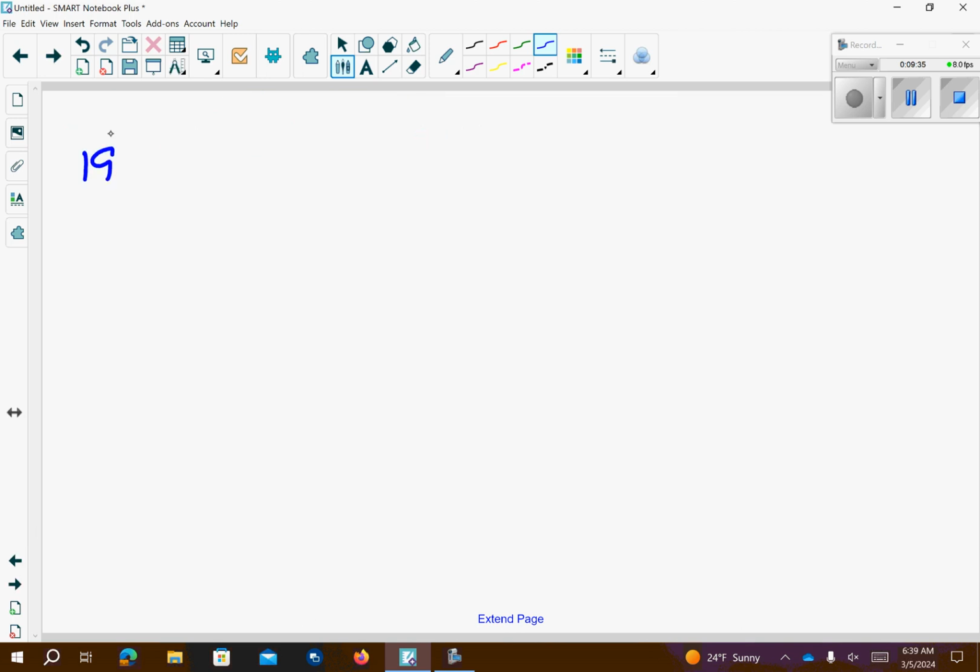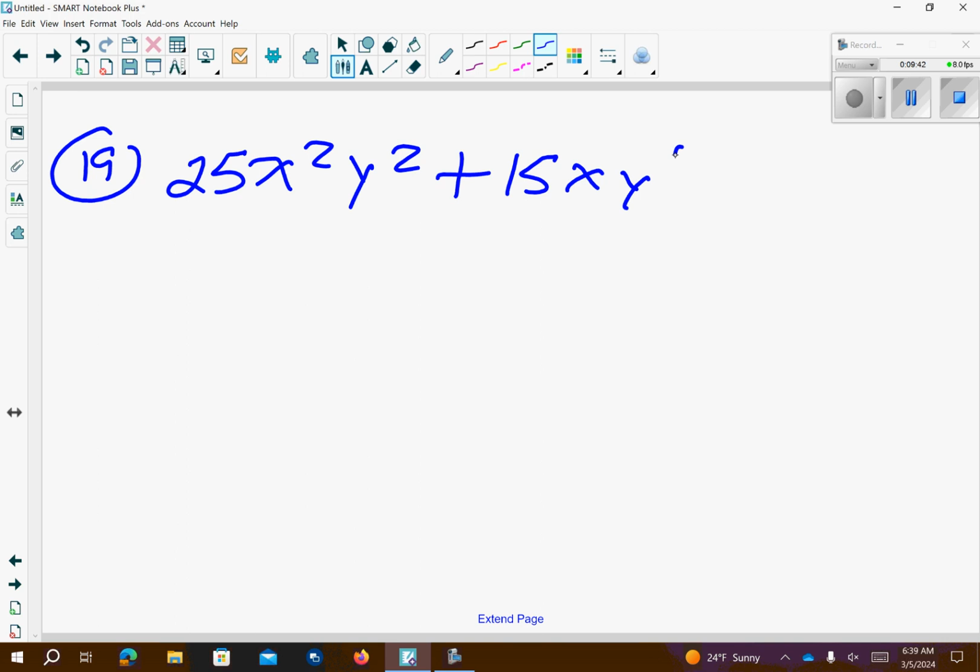Number 19, I have 25x squared y squared plus 15xy to the third. Let's take a look. I can factor a 5 out of both of those. Can I factor an x out? Can I factor a y out? How many y's can I factor out? Yeah, I can factor out y squared.